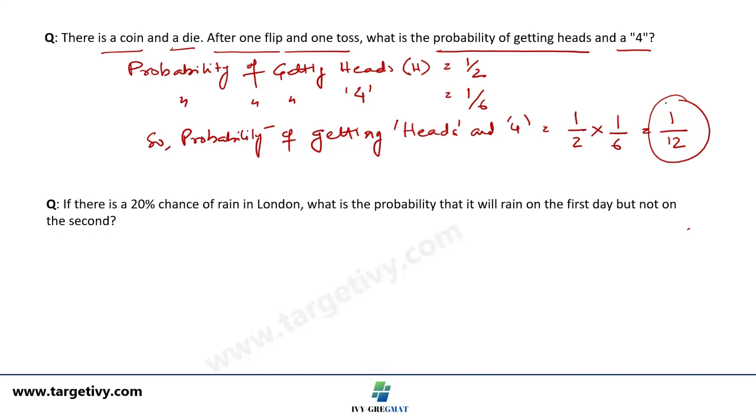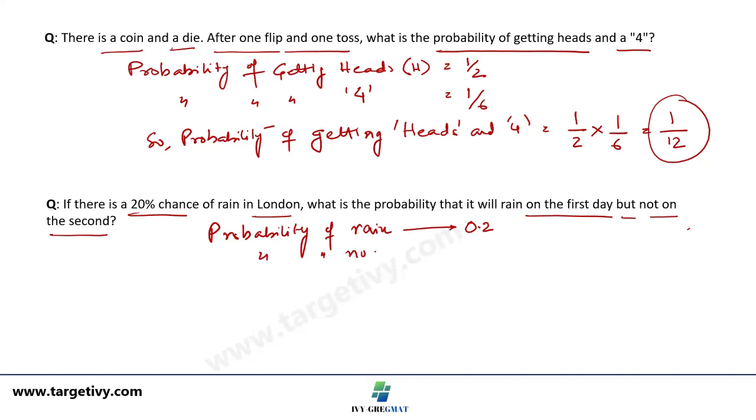Now let's look into another question. If there is a 20% chance of rain in London, what is the probability that it will rain on the first day but not on the second? Rain in London, very common. Okay, so let's see. Probability of rain. Probability of no rain is 1 minus 0.2, 0.8, as we saw.